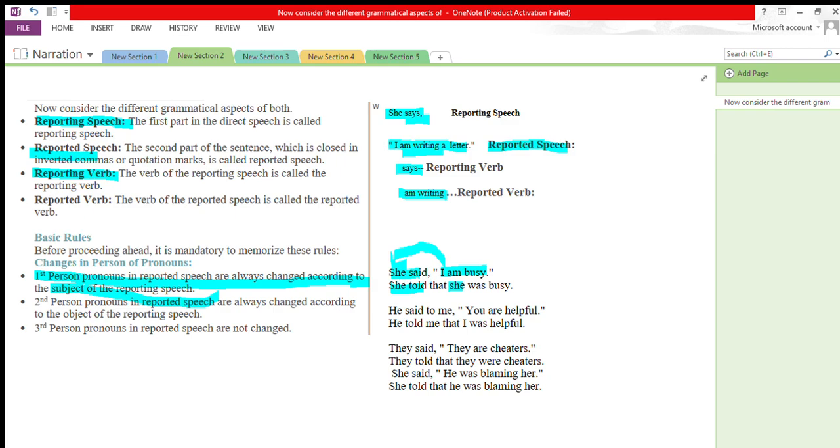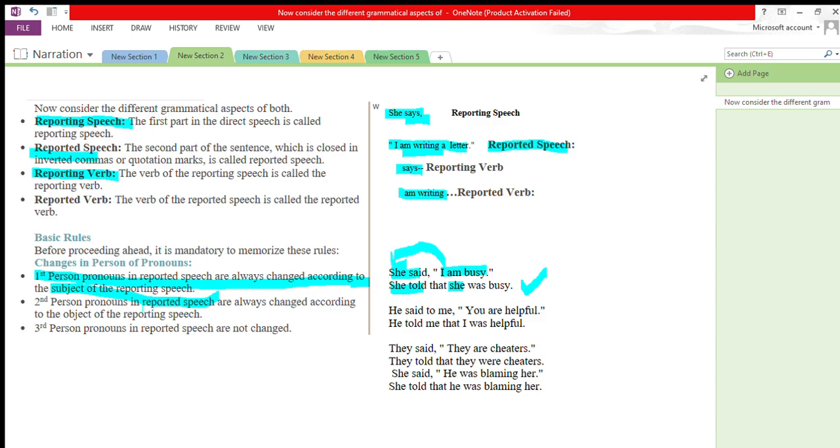Now, if you write, she told that I was busy, the whole meaning of the sentence has changed. So that would be wrong. Here, what we will do is say she told that she was busy, because she was talking about herself. So this pronoun has changed according to the subject of the reporting speech.